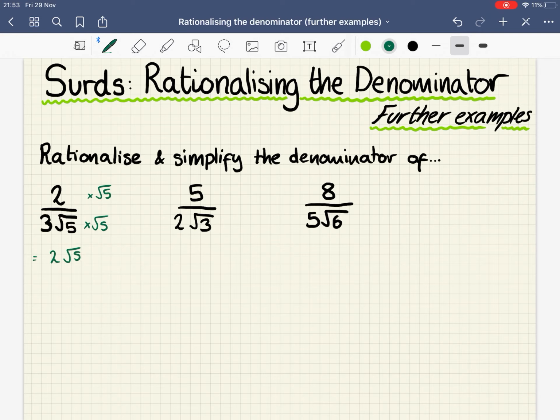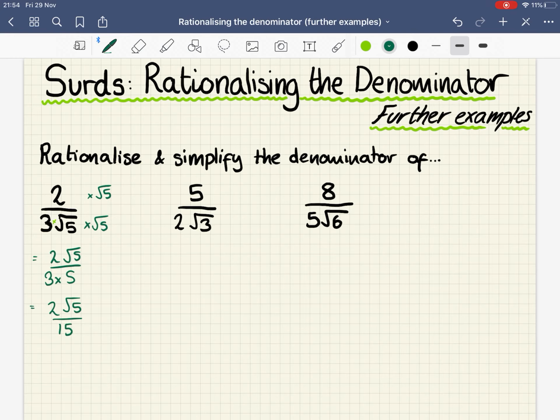So I've now got 2 root 5 over, and remember when I've got two things next to each other like so, and there's no sign, that means there's always a multiply going on. So that's going to be 3 times, and then square root of 5 times the square root of 5 is just going to be 5. So I've got 2 root 5 over 15, doing that 3 times 5 on the bottom.